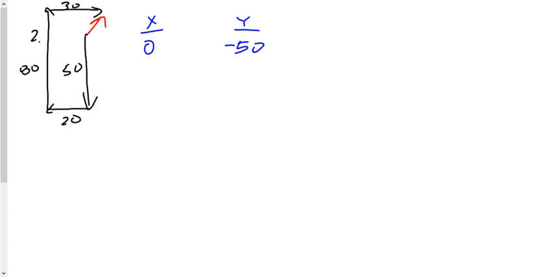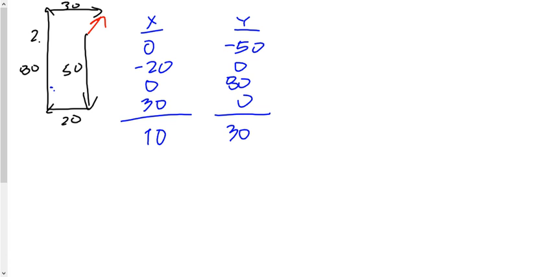How much of the 20 is x? It's negative 20 because it's to the left. How much of the 20 is y? 0. How much of the 80 is x, Josh? 0. How much is y? 80. Good. And Rachel, how much of the 30 is x? 30. How much is y? 0. Good. So we add these up, we get 10. And we add these up, we get 30. We're going to say 10 and 30.